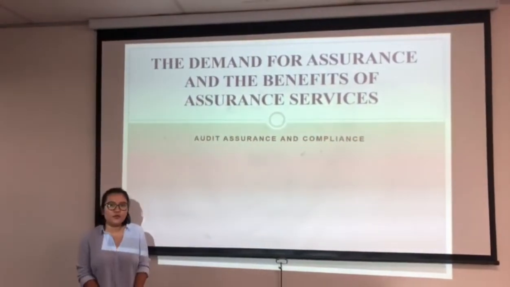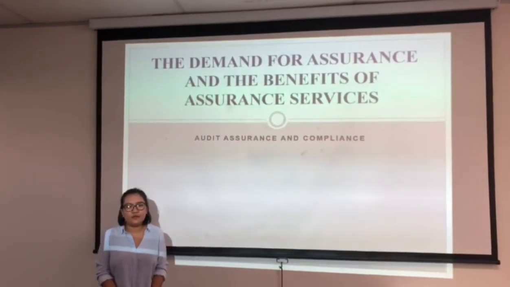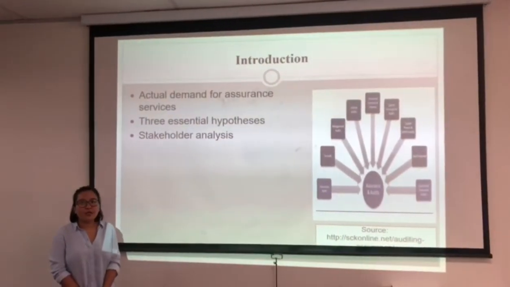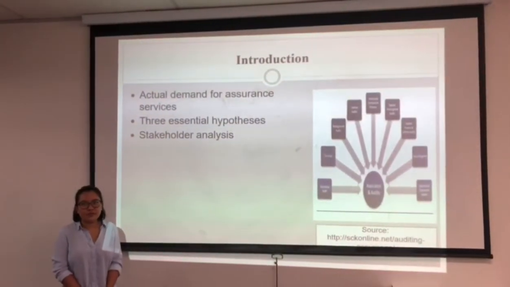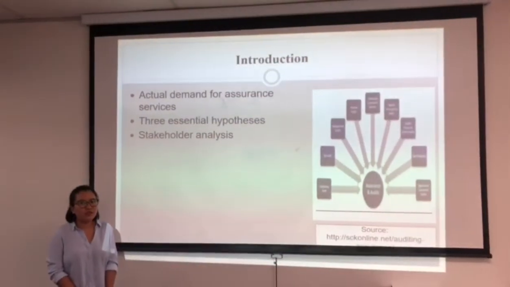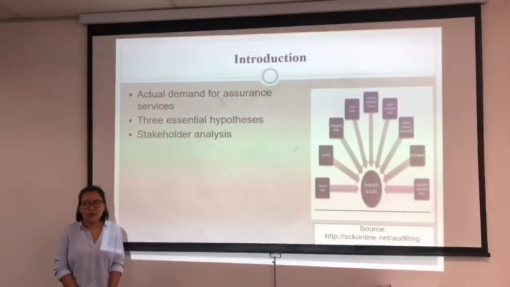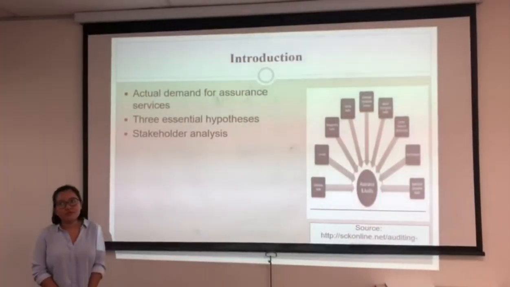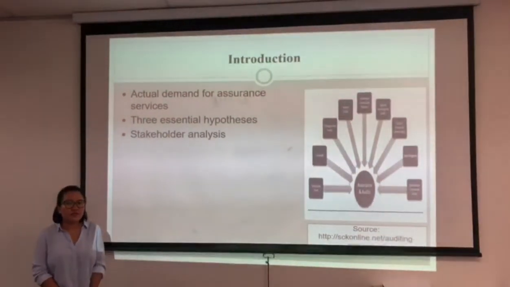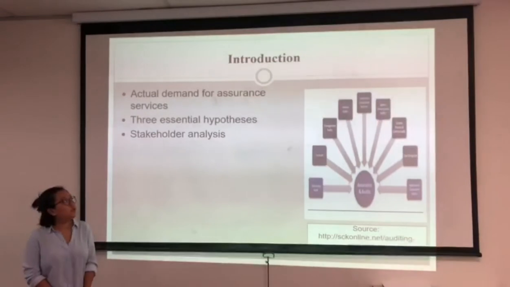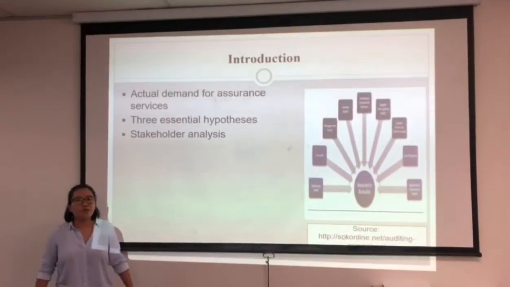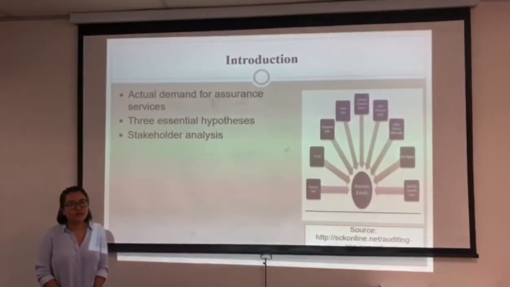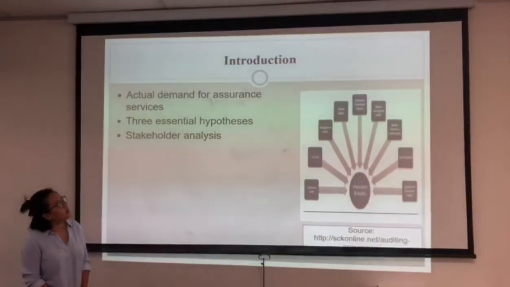So the title we are doing is the demand for assurance and the benefits of assurance services. The introduction: assurance has the capability of providing a significant amount of value in various contexts. The current report will mainly concentrate on an in-depth analysis of the actual demand for assurance services together with their probable benefits, and the factors influencing the demand for assurance services in the Australian context. The three initial hypotheses will also be a focus of this report: agency theory, information hypothesis, as well as insurance hypothesis.